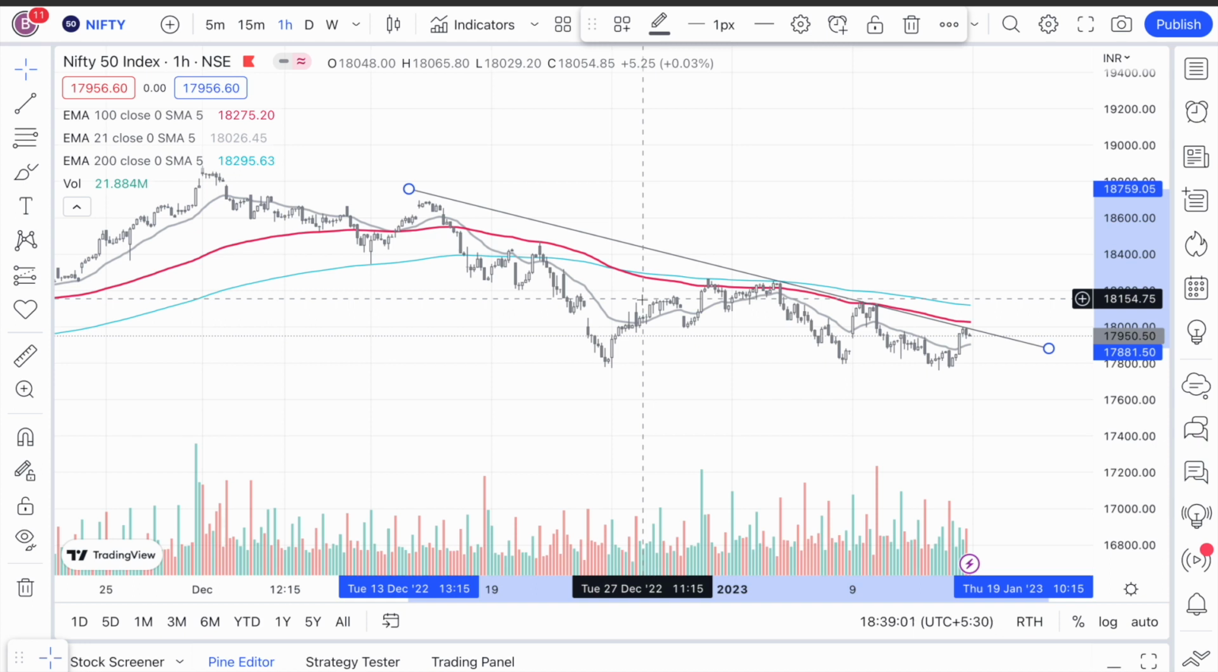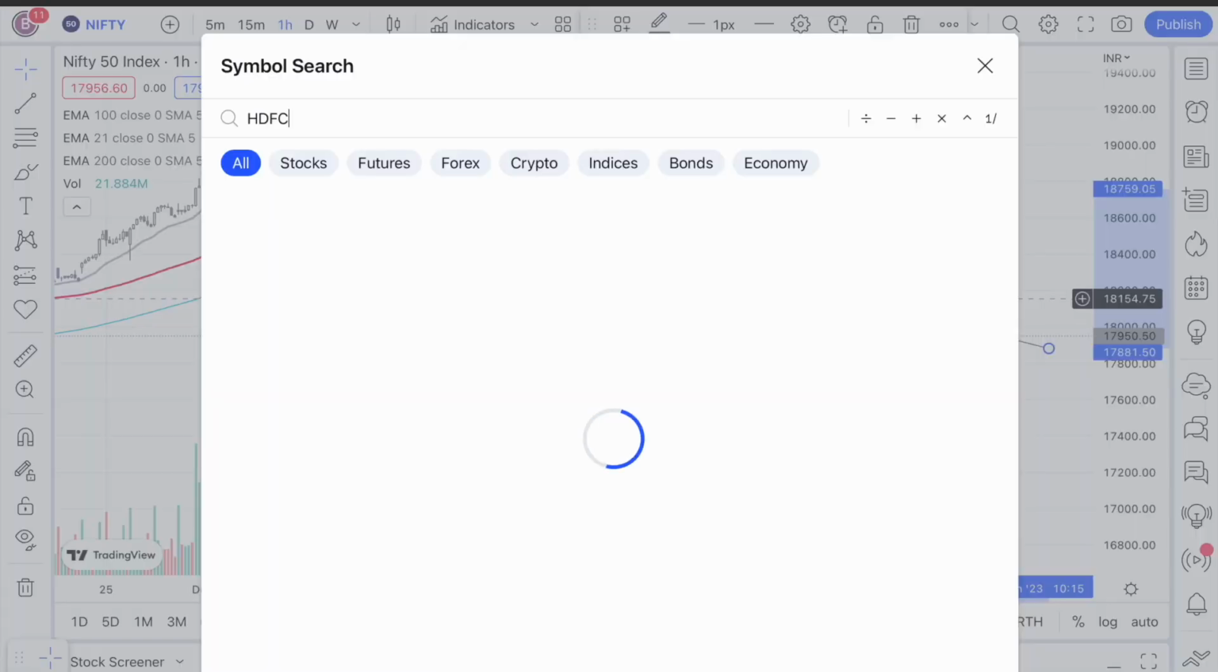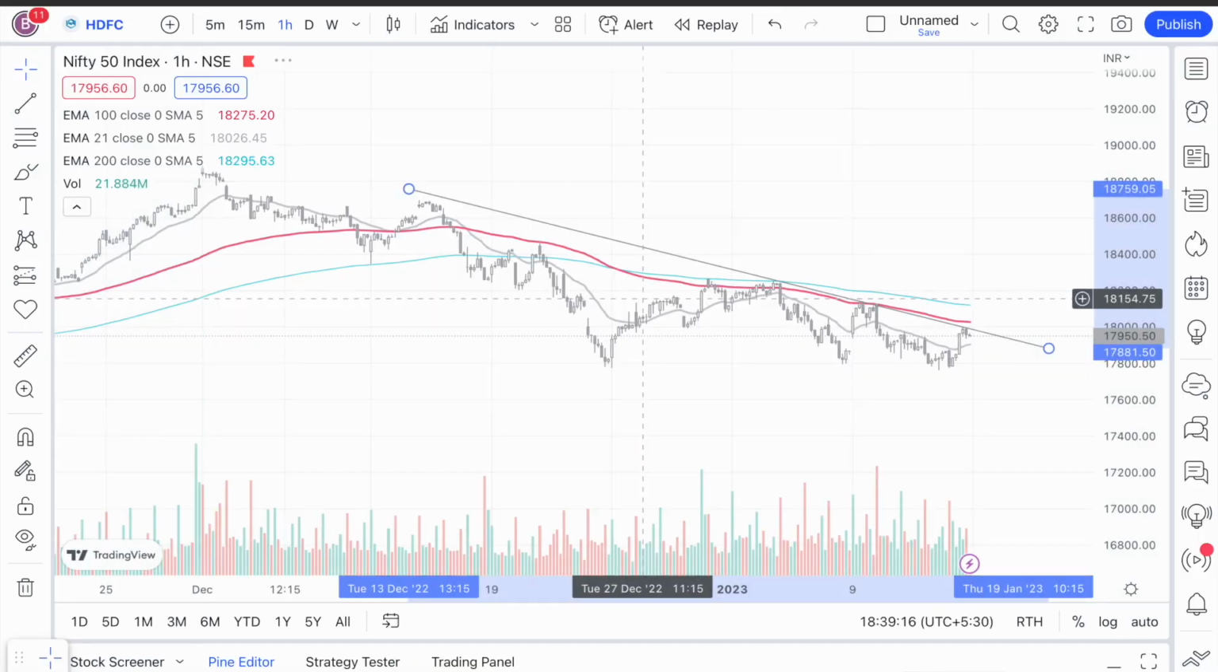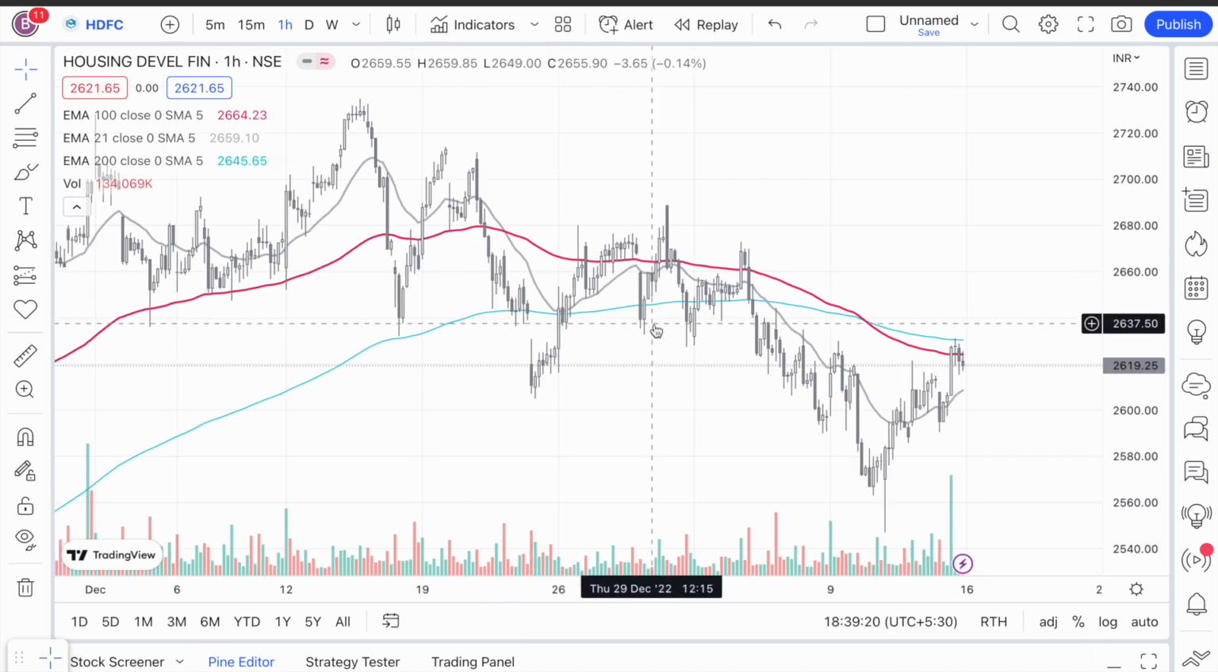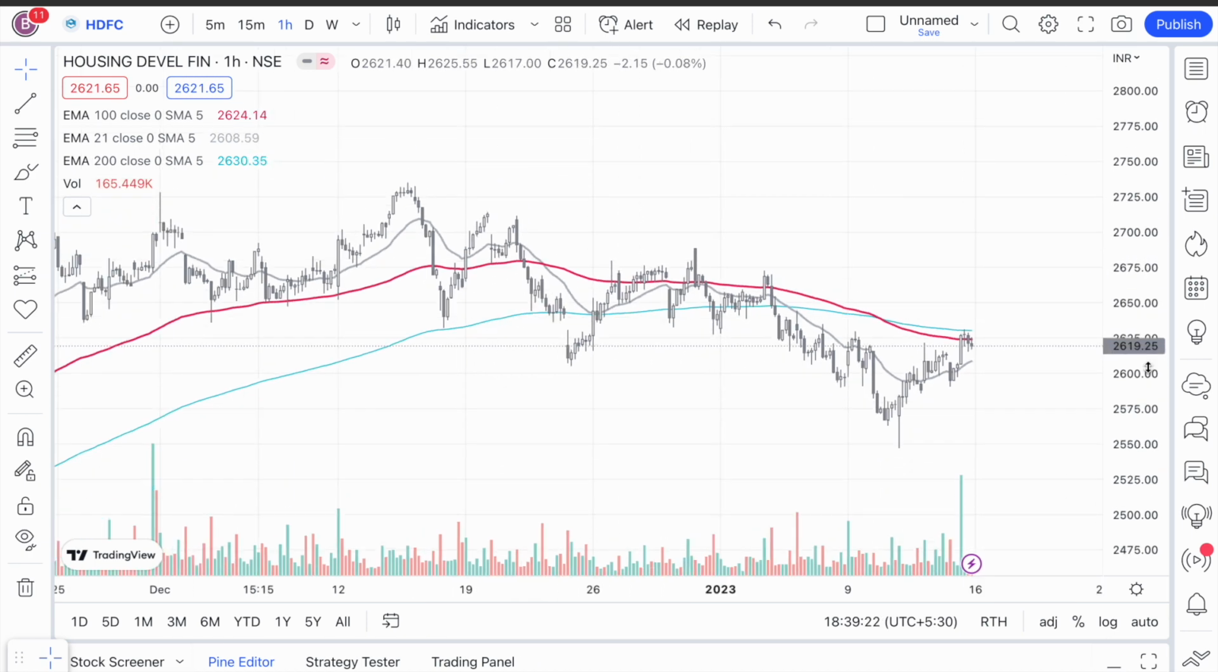On Monday, we have the results of HDFC Bank getting factored into the market. So definitely keep an eye on Bank Nifty and HDFC Bank, right? Especially also the HDFC, right? HDFC has also formed a similar kind of price action like that of HDFC Bank. Both are trading near a resistance zone. So, yes, that is one thing to consider.